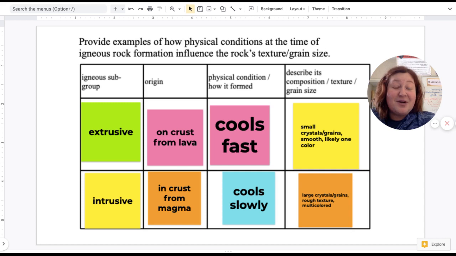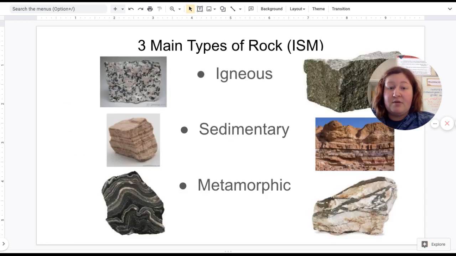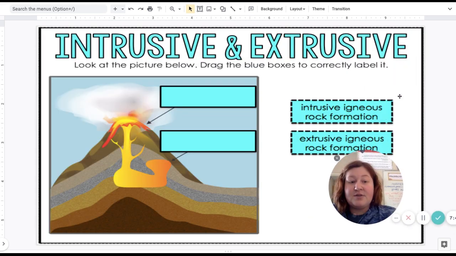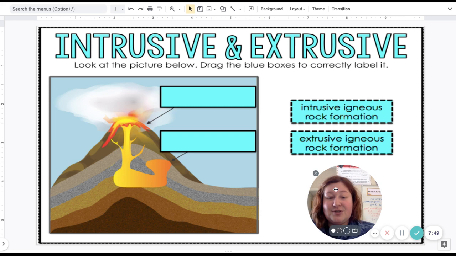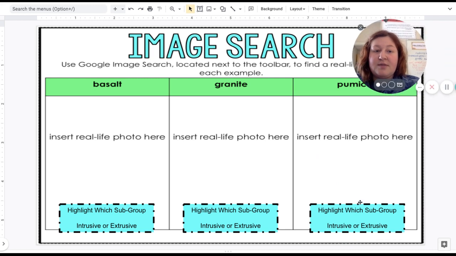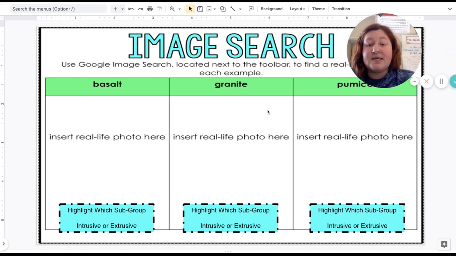Okay, so that's it for igneous rocks. Don't forget that you do have other slides to fill out. So now you know what intrusive and extrusive are. You can choose which one of these belong here. And then I would like you to look up these different types of igneous rocks: basalt, granite, pumice. Find a picture of what those look like and highlight if they're intrusive or extrusive. And those answers are in the presentation if you were listening.